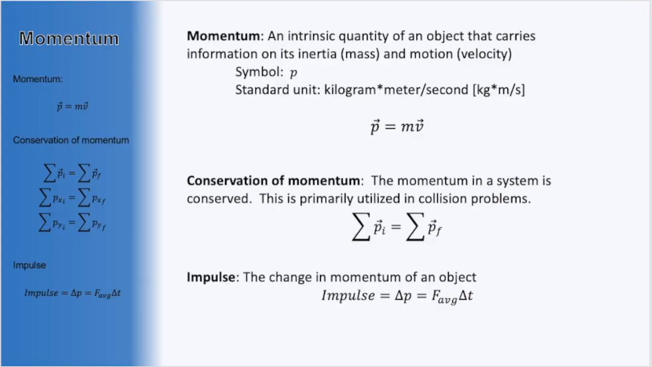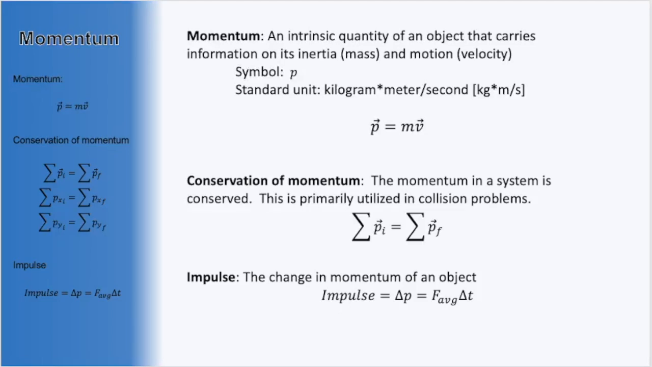Hello everyone. In this video we will be discussing momentum and the role it plays in solving collision problems. Momentum is a quantity which involves information both on an object's inertia and its motion. The symbol we use to represent momentum is a lowercase p, and it has standard units of kilograms times meters per second. The formula for finding an object's momentum is simply mass times velocity.